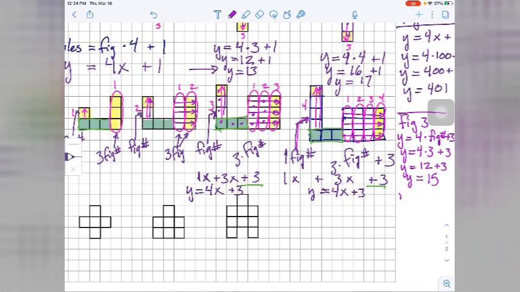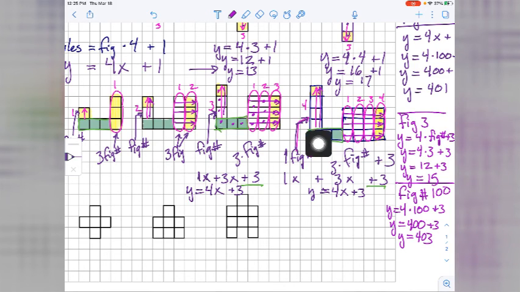And what about figure number 100? If I was going to do figure number 100, I would say that there was 4 times 100 plus 3, and that would tell me that y equals 400 plus 3. So my tiles equal 403. There would be 403 tiles in that one. And it would be these 3 tiles here, plus a tower that was 100 tall, and then 3 lines that were 100 long, right on top of each other here. A rectangle that was 3 by 100.